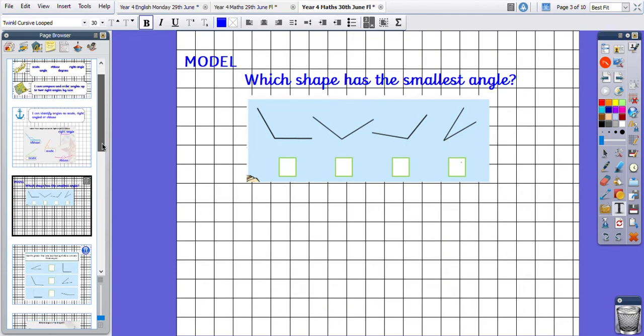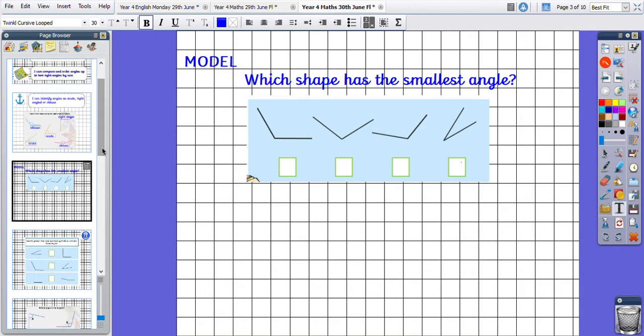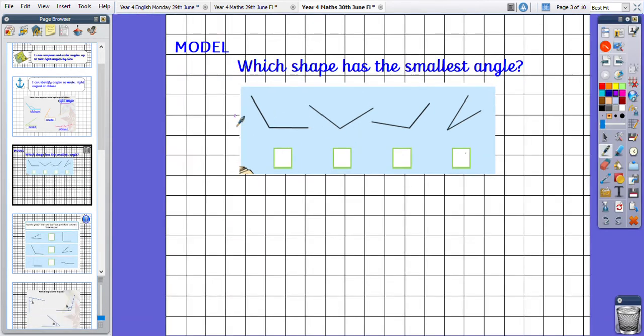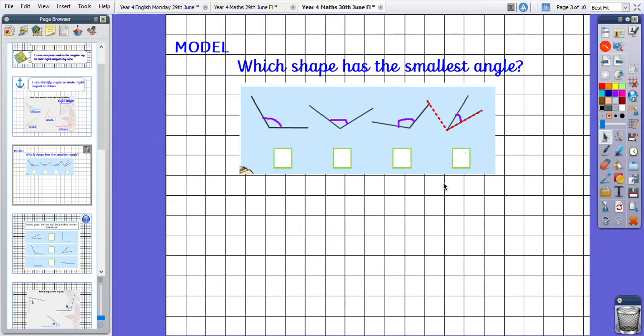Okay, next question then, which shape has the smallest angle? So this is a model and you're going to have some questions to answer yourself next. So when I answer this question, I need to have a look at the angles in front of me. Now I can clearly see that these angles are bigger or obtuse. So they are bigger than 90 degrees. Now this one is less than 90 degrees, it's acute. And if I wanted to check, I could draw in my 90 degrees to show this. Okay, now this is the only acute angle, so it has to be the smallest angle.